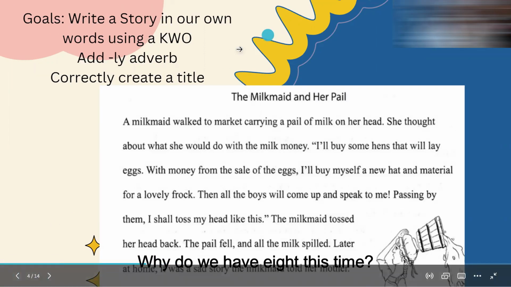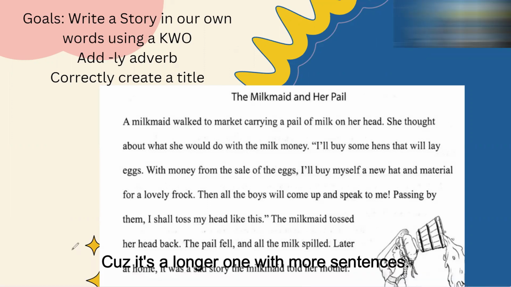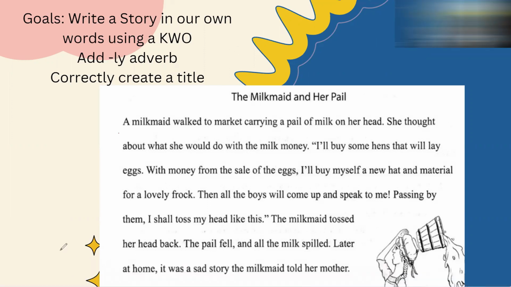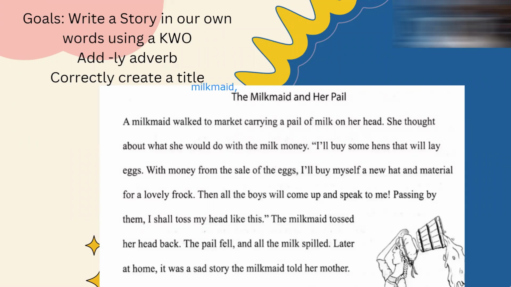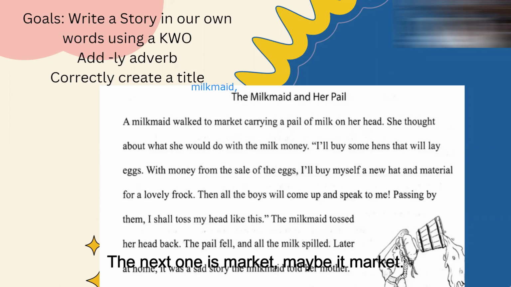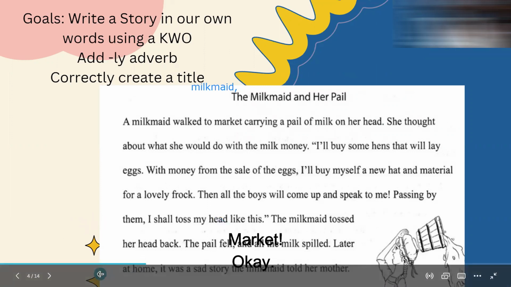Why do we have 8 this time? Because it's a longer one with more sentences. Milkmaid did. The next one is market. Maybe it's Milkmaid, market. Okay.